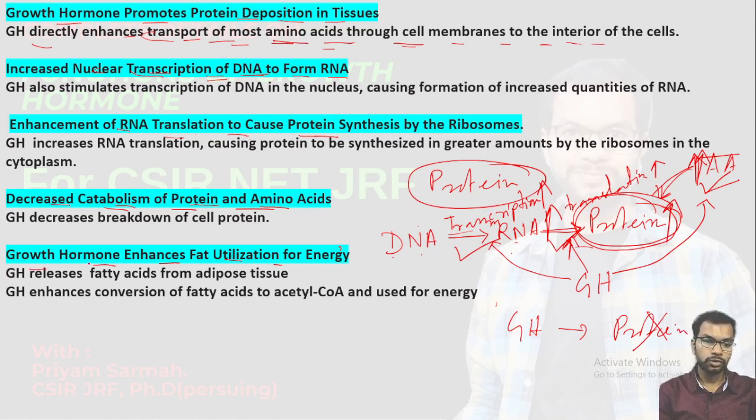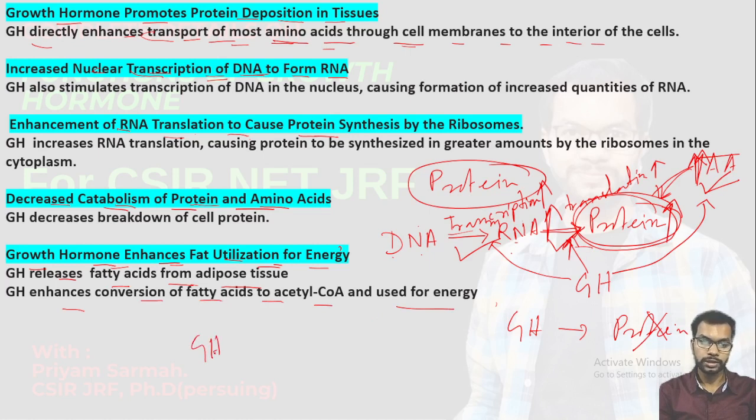Second function, growth hormone also enhances the fat utilization for energy. Growth hormone releases fatty acid from adipose tissue. We all know that adipose tissue is responsible for storing of fats. So growth hormone releases those stored fatty acid from adipose tissue into blood. Growth hormone enhances the conversion of fatty acid to acetyl-CoA and is used for energy.